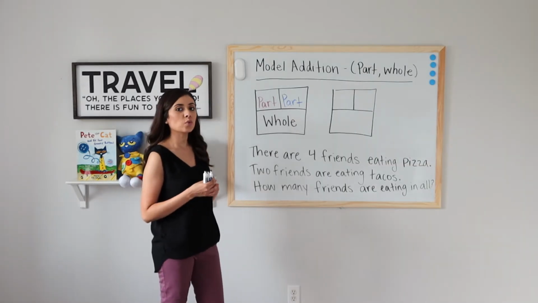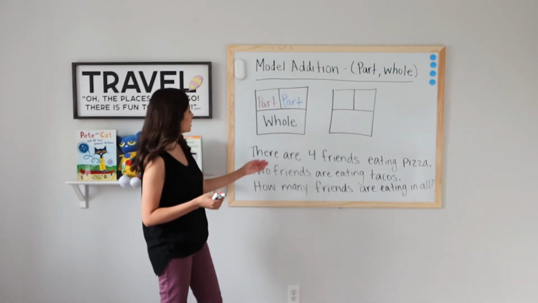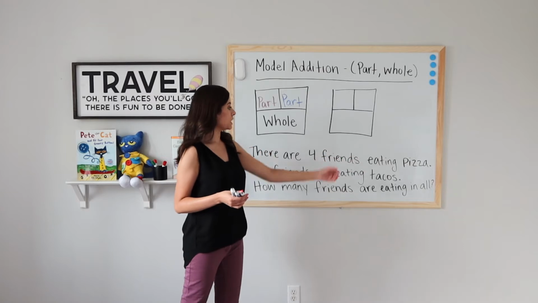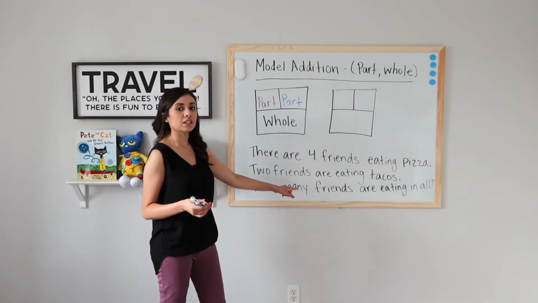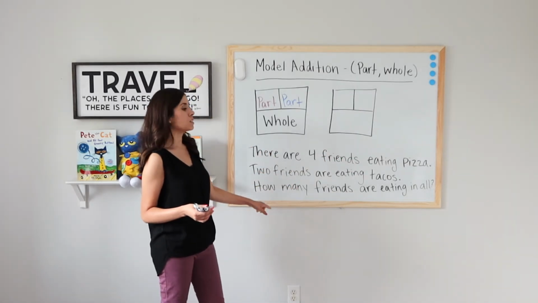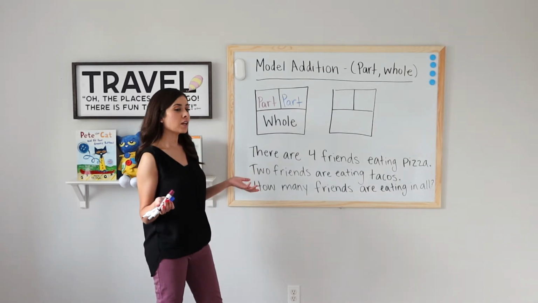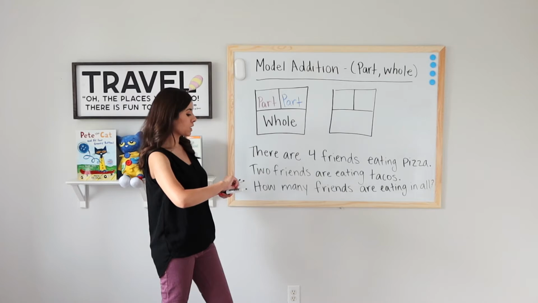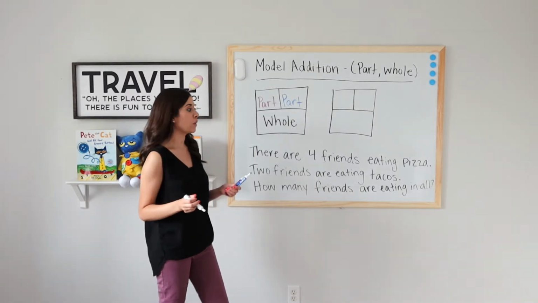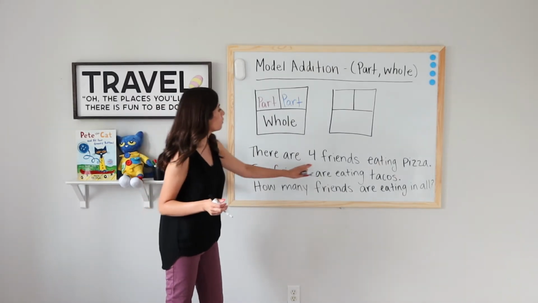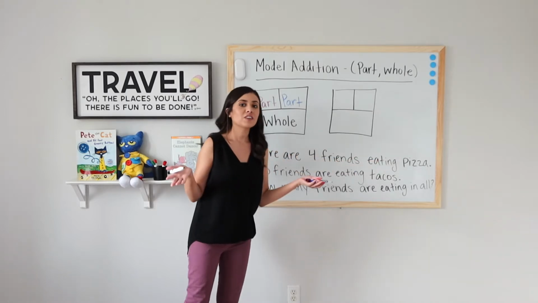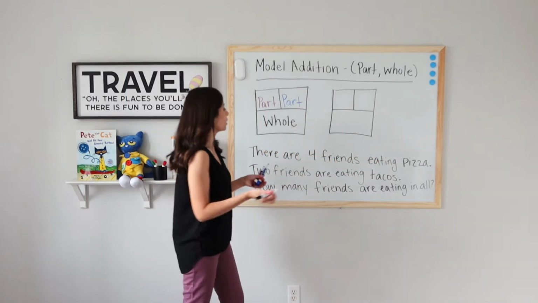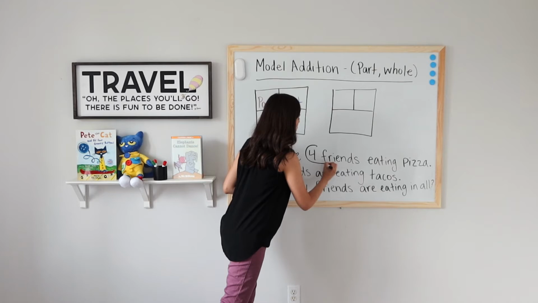So let's try a word problem. It says, there are 4 friends eating pizza. 2 friends are eating tacos. How many friends are eating in all? I think I was getting a little hungry when I wrote this word problem. Okay, so we're going to start by circling what we already know. So it says, there are 4 friends eating pizza. How many friends are eating pizza? 4. Good. So let's circle 4 friends.